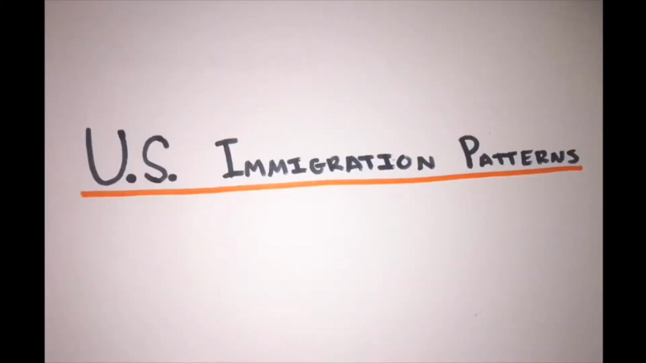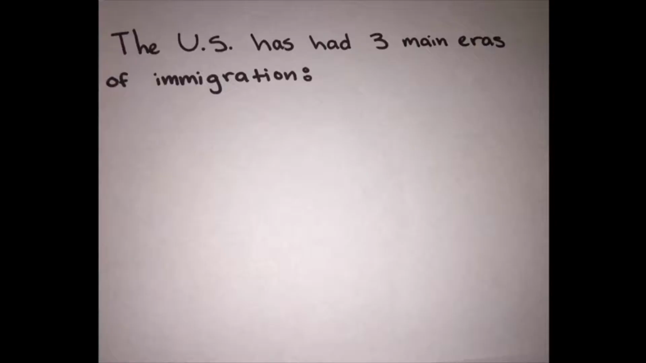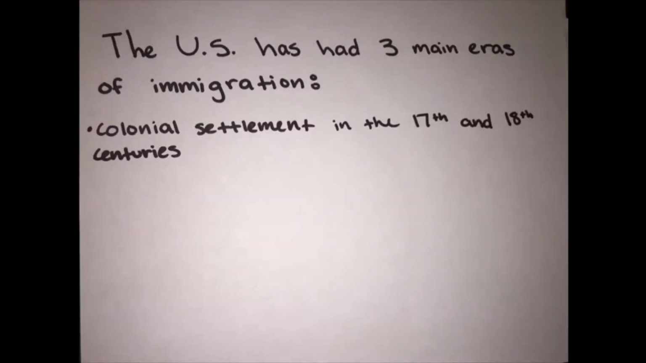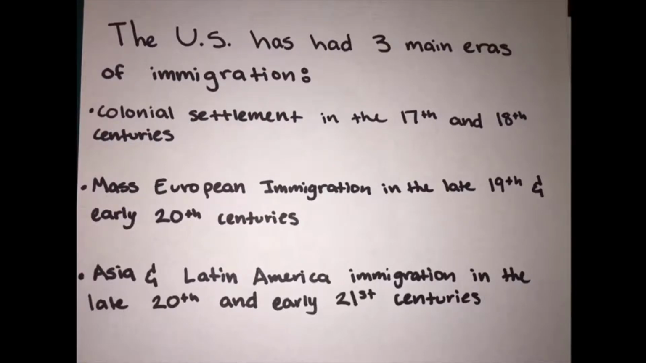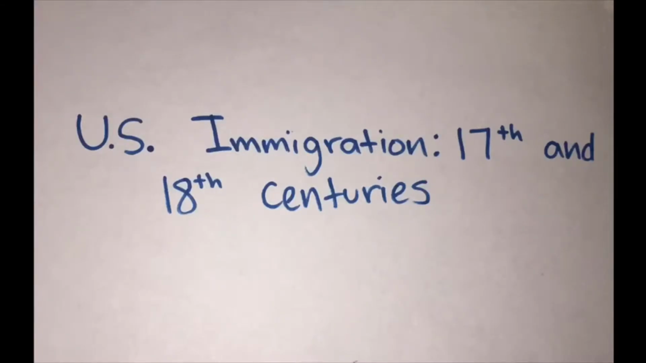Second main point is U.S. immigration patterns. The U.S. has had three main eras of immigration: colonial settlement in the 17th and 18th centuries, mass European immigration in the late 19th and early 20th centuries, and Asian and Latin American immigration in the late 20th and early 21st centuries. First part is U.S. immigration, 17th and 18th centuries.